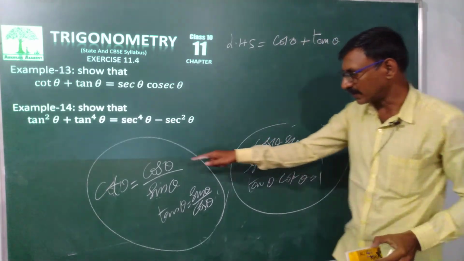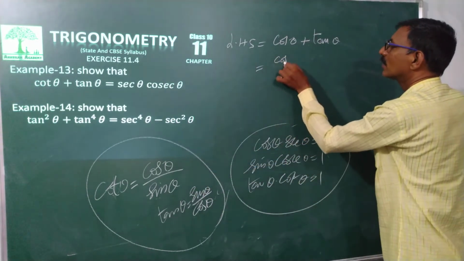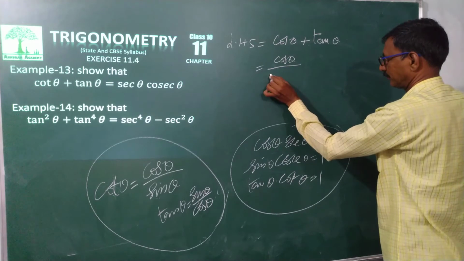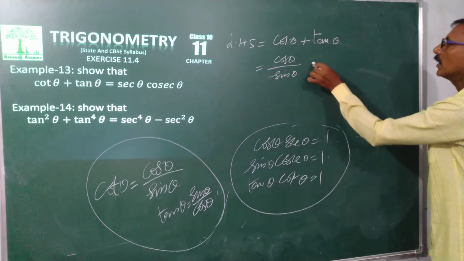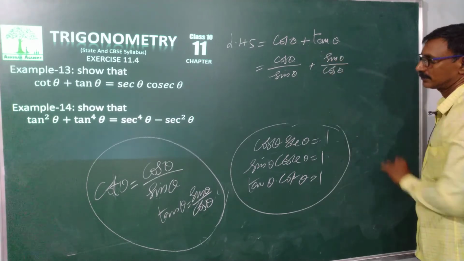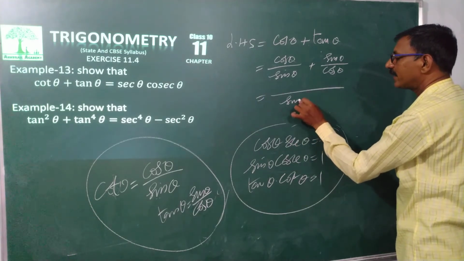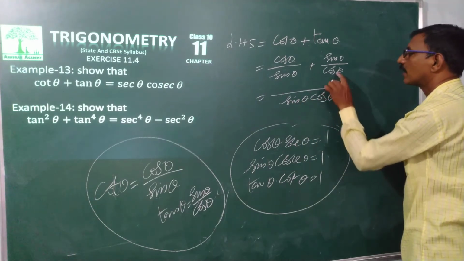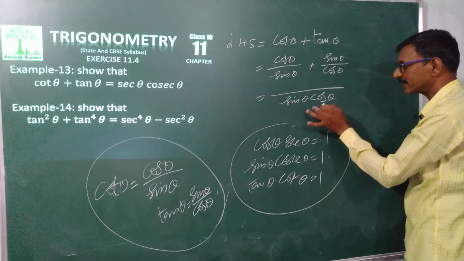Cot is nothing but cos by sin, I already proved. Cos theta by sin theta. Are you following now? Tan is nothing but sin theta by cos theta. LCM is sin theta into cos theta. Both are different, so their product is the LCM.